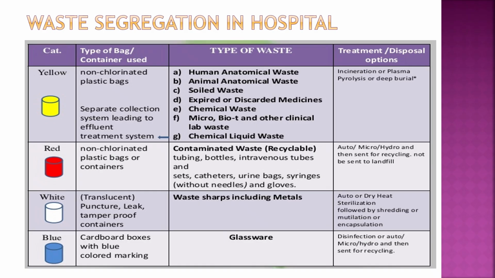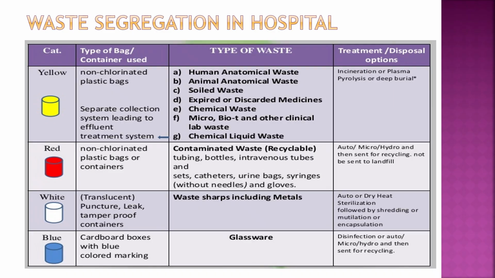Then the red color bag. It is a non-chlorinated plastic bag or container, and here mainly recyclable contaminated material is there, like tubings, bottles, IV sets, tubes, catheters, urine bags, syringes without needles and gloves. The treatment or disposal method can be autoclave, microwave, hydro processing or recycling, and then to the landfill. Then the white color translucent puncture-proof, leak-proof container.